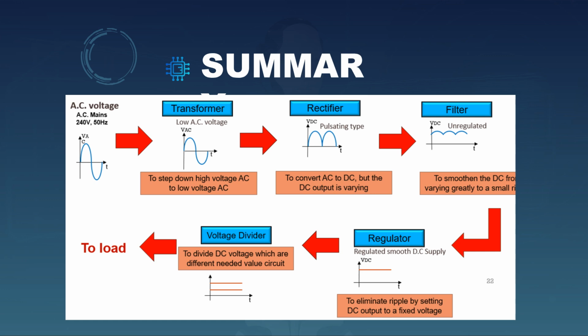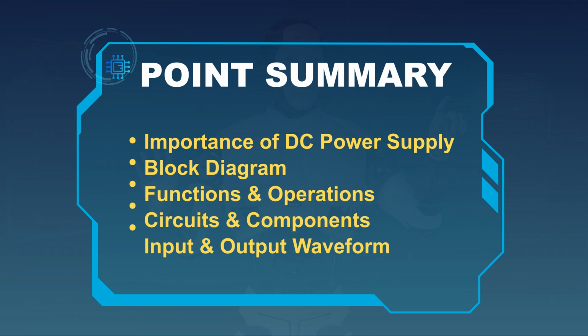In summary, an AC voltage is stepped down by a transformer, converted to pulsating DC by a rectifier, smoothed by a filter, regulated to a fixed voltage, and optionally divided to a specific load voltage. This video covered the importance of DC power supplies, their block diagrams, functions, operations, key circuits and components, and input/output waveforms.